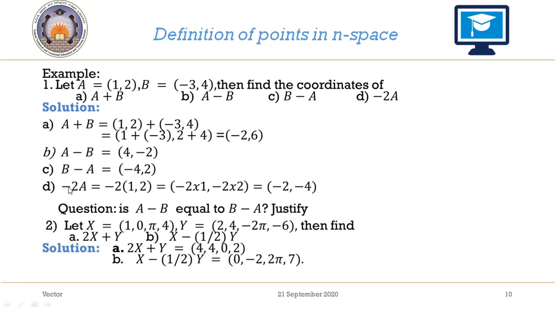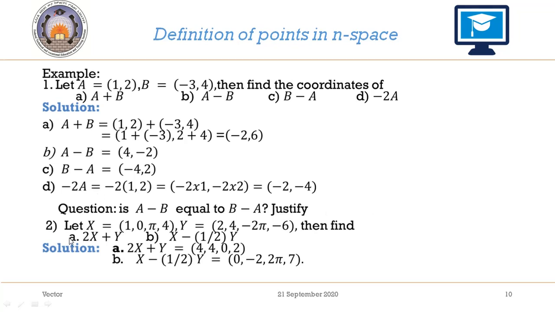Now let's see the solution of the scalar product of point A. To find the scalar product of point A, multiply each component of A by a constant number. Then the component of -2 times A equals -2 times (1, 2), which is -2 times 1, -2 times 2. The result is -2, -4. Based on this example, is A minus B equal to B minus A? Justify your answer.